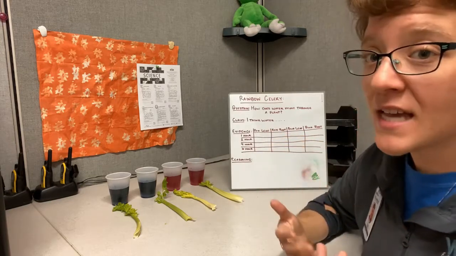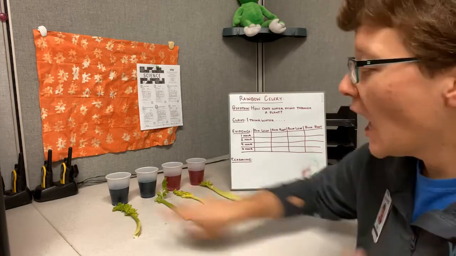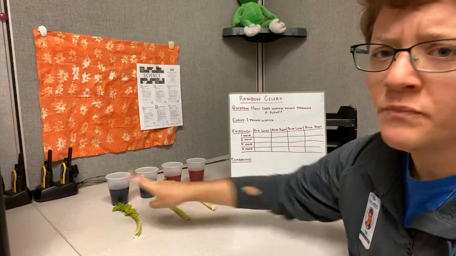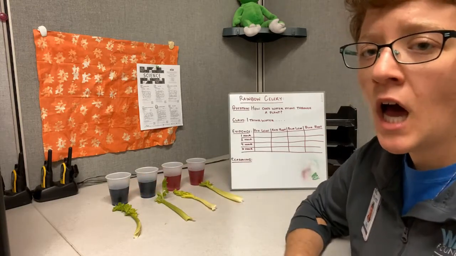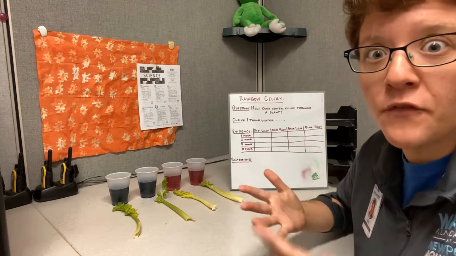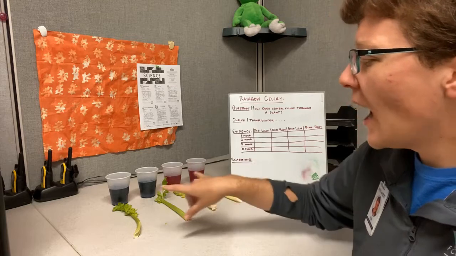Now, the way I'm going to test this is that I have 4 different stalks of celery and 4 different cups here. I have 2 that are red and 2 that are blue. I just did that because I wasn't sure if one would be more visible or easier to see, or if the color would impact it. We want to have a few different options to see what happens. And so with that, I have 2 of each.